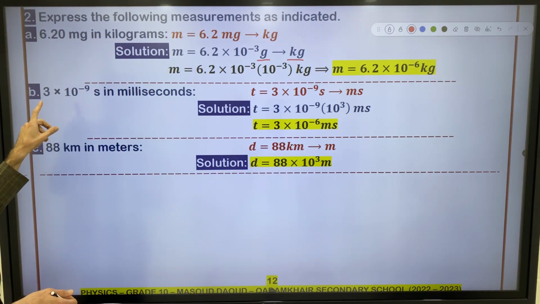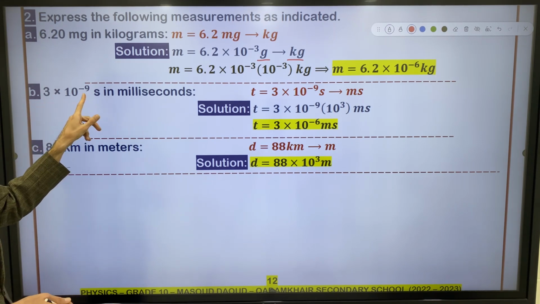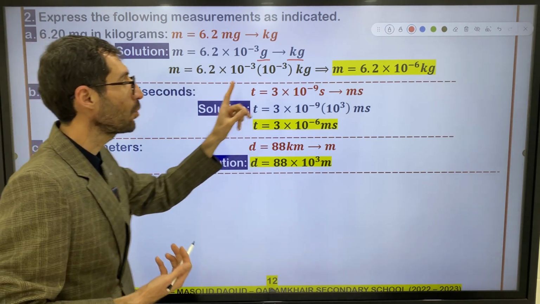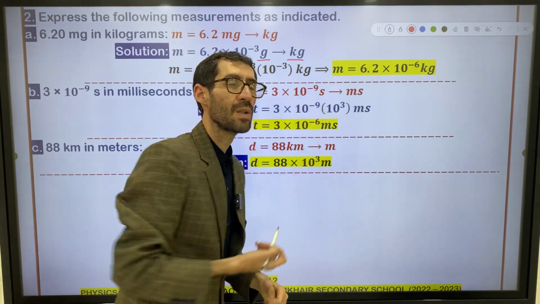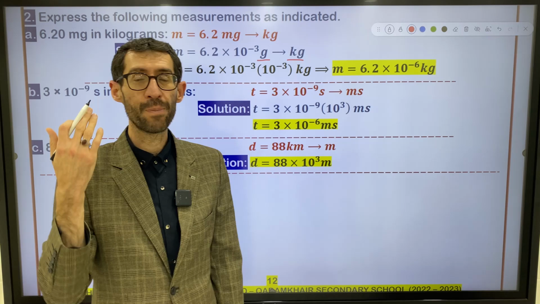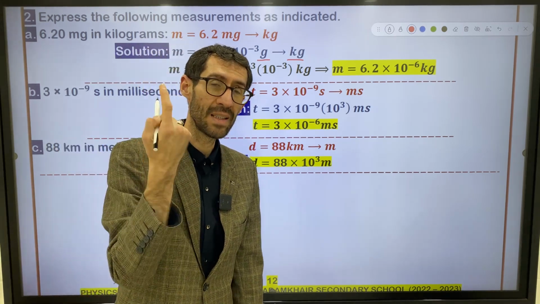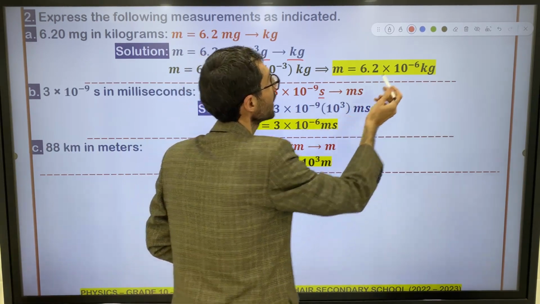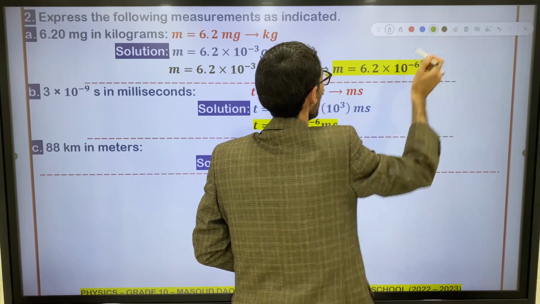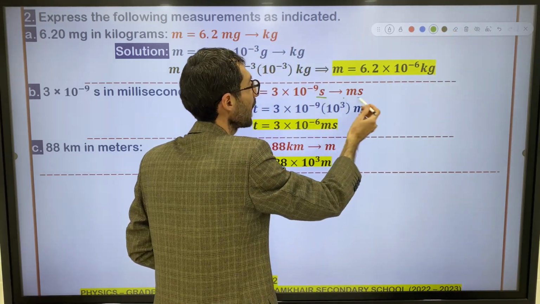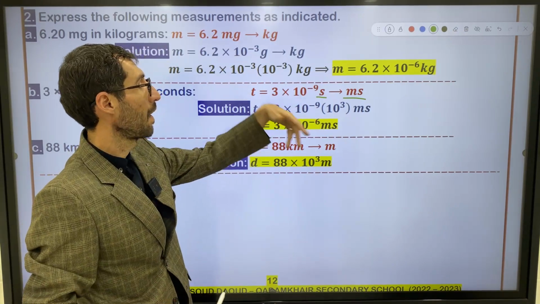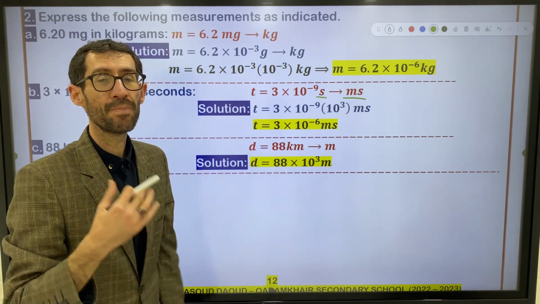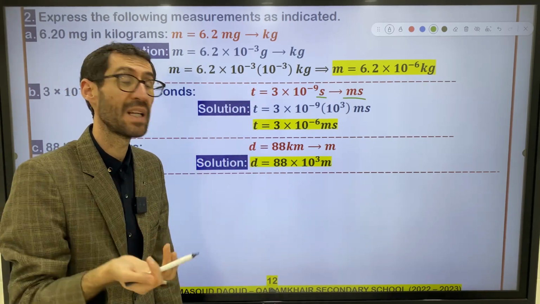About B, we want to convert 3 times 10 to the power negative 9 seconds to milliseconds. We want to convert second to millisecond. Because we have a prefix on only one side, it takes only one step. Here you convert from large to small because second is much larger than millisecond. That's why you have to use positive exponents.